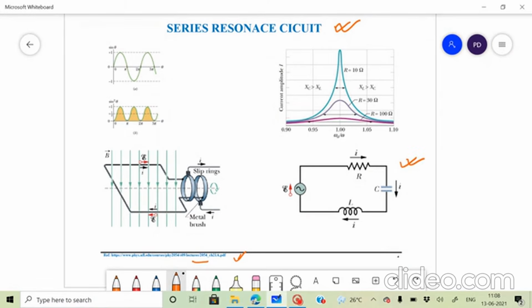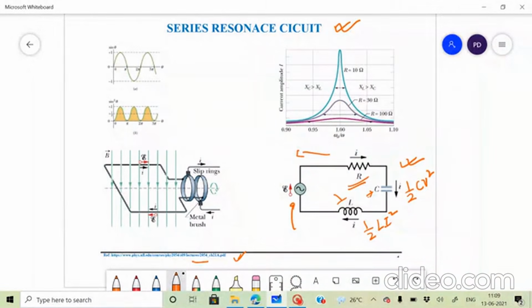You have basically three electrical components: R, the resistor, the capacitor, and the inductor. The capacitor and inductor are energy storage devices. They can store energy. And you know the expression for the energy stored in a capacitor is half CV squared, and the expression for energy stored in an inductor is half Li squared. So these three components are connected in series with each other back to back, and finally they are connected to one AC voltage source.